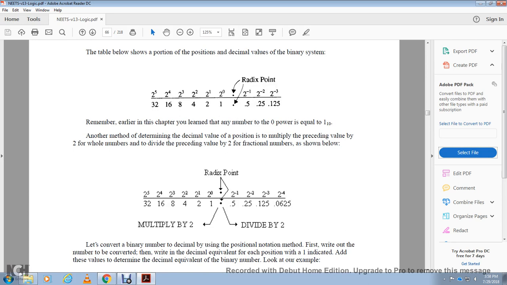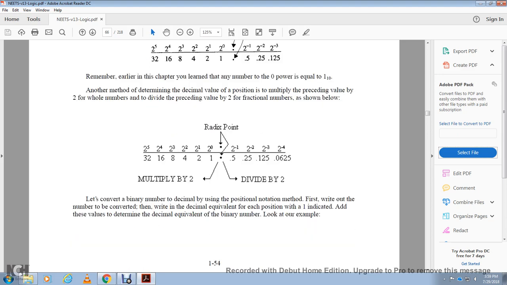In the positional method, to determine the decimal value of a position, multiply the preceding value by 2 for whole numbers, and divide the preceding value by 2 for fractions, as shown below. So from the radix point, whole number exponents are multiplied by 2, and lower, fractional positions are divided by 2.